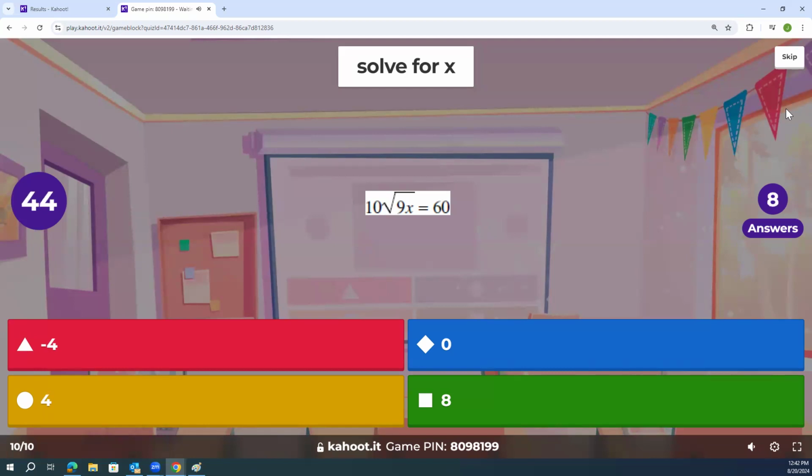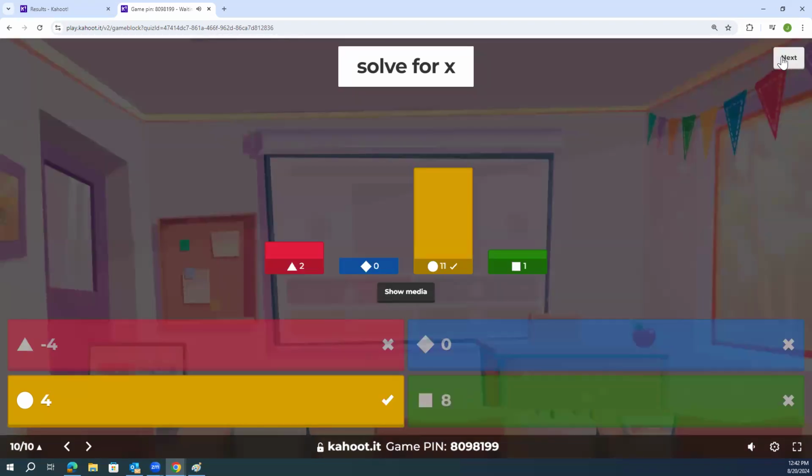So divide both sides by 10. That gives you 6 on the right side. And you do what to both sides? Square both sides. What's 6 squared? 6 squared is 36. Then the last step is to divide both sides by 9. It's 36 divided by 9. I'm going to stop this a little early. 4. Okay.